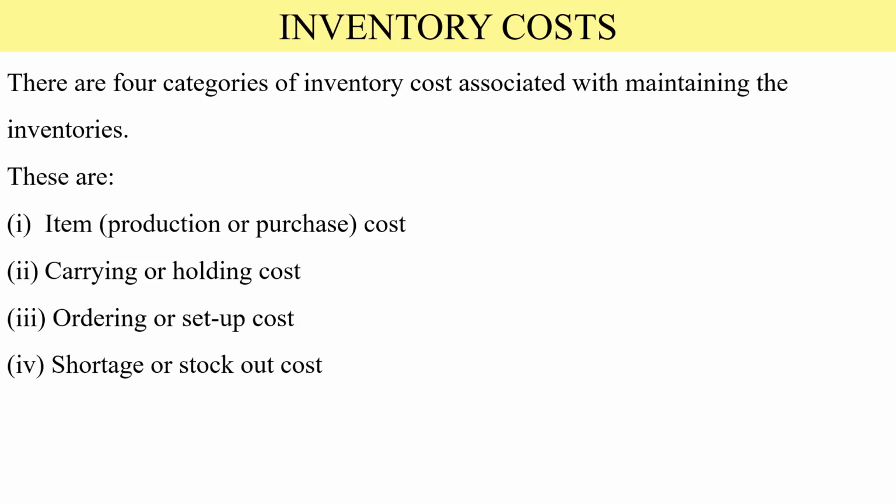Hello everyone. In this lecture, we will discuss the cost associated with inventory. There are four categories of inventory cost associated with maintaining inventories. These are the item cost, or purchase cost, or production cost. Second one is the carrying cost or holding cost. Third one is the ordering cost or setup cost. And fourth one is the shortage cost or stock out cost. Let's see them one by one.